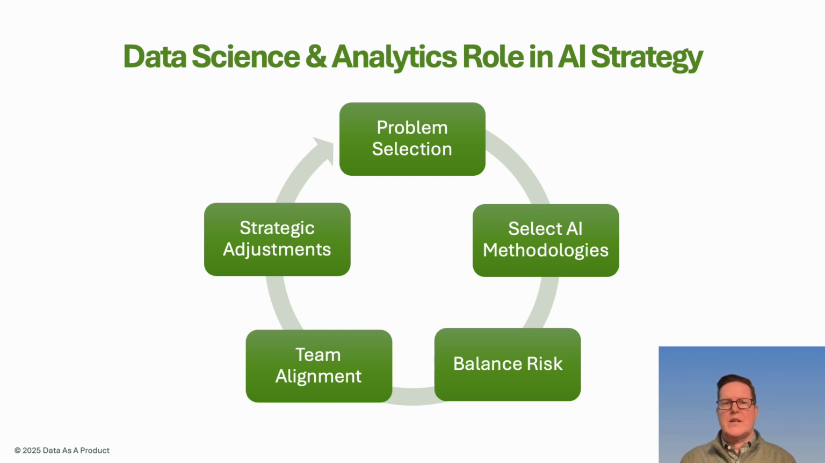Then, we need to prioritize which AI methodologies we're going to use. For example, choosing a supervised learning model for fraud detection is a good choice because it's going to work well with the labeled data. Or maybe a generative AI model to create synthetic data to improve our model training.